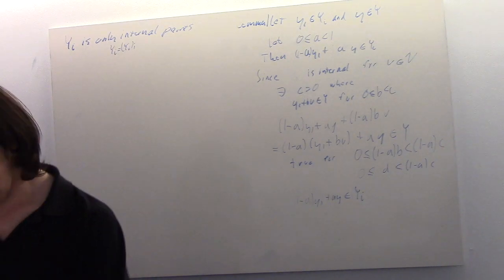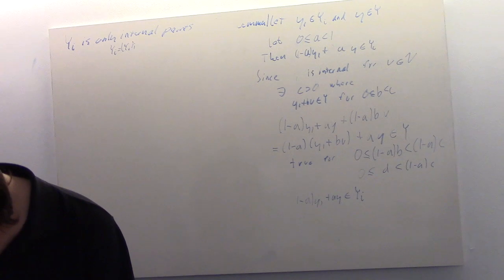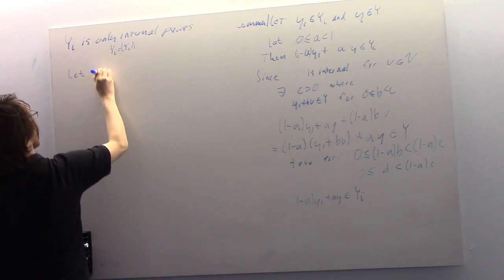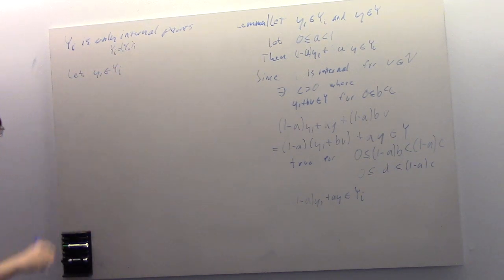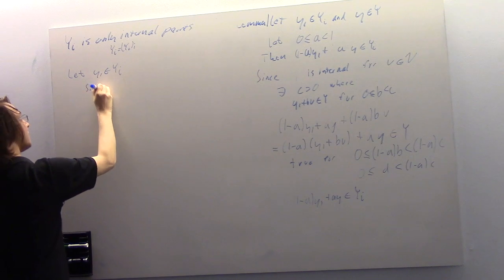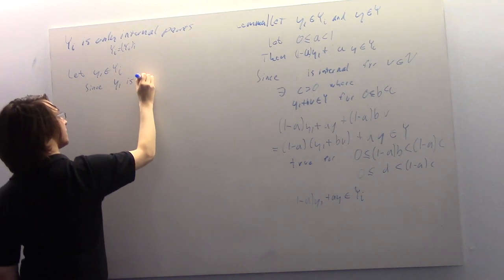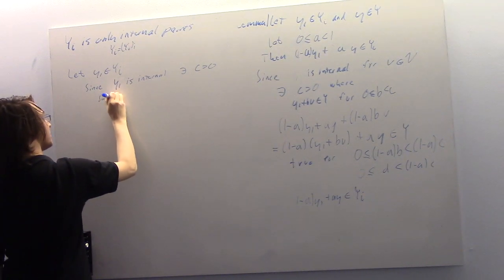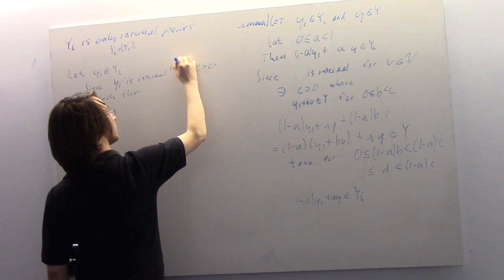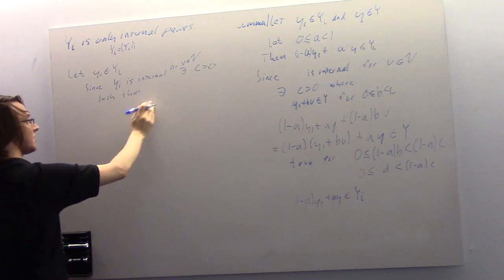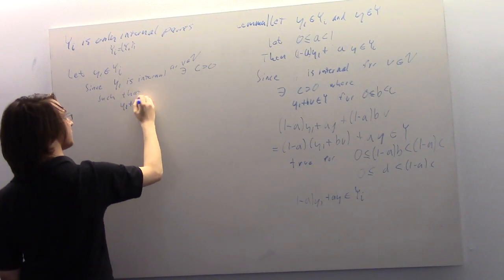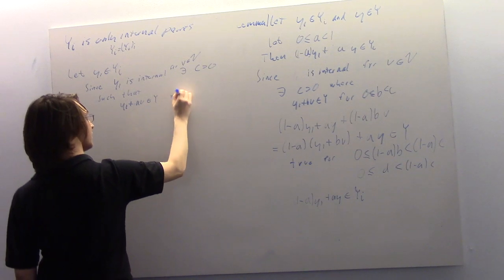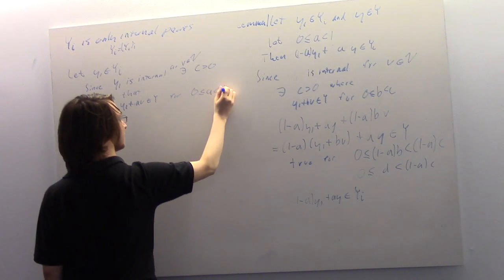For this, let y1 be an element of Yi. Take any element of Yi. Since y1 is an internal point, there exists a c greater than 0 such that, for v in V, y1 plus a v is an element of Y for 0 less than or equal to a less than c.